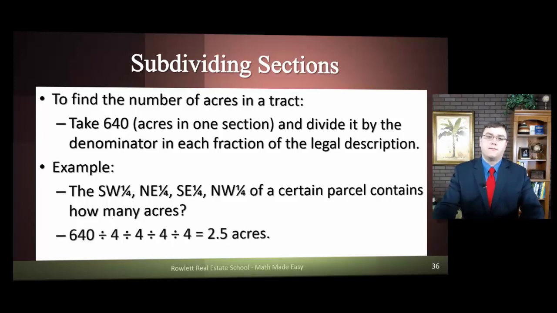Start with 640, and then just hit divide by whatever number you have as a denominator, for however many of them you have. So we have 4 quarters here. We'll divide it by 4, then by 4, then by 4, then by 4. And that tells us that that piece of land is 2.5 acres. Or, if you recall from when I did the colored boxes a moment ago, we quartered it 4 separate times, which was that little green box, and that is the 2.5 acres that we were looking for just now.